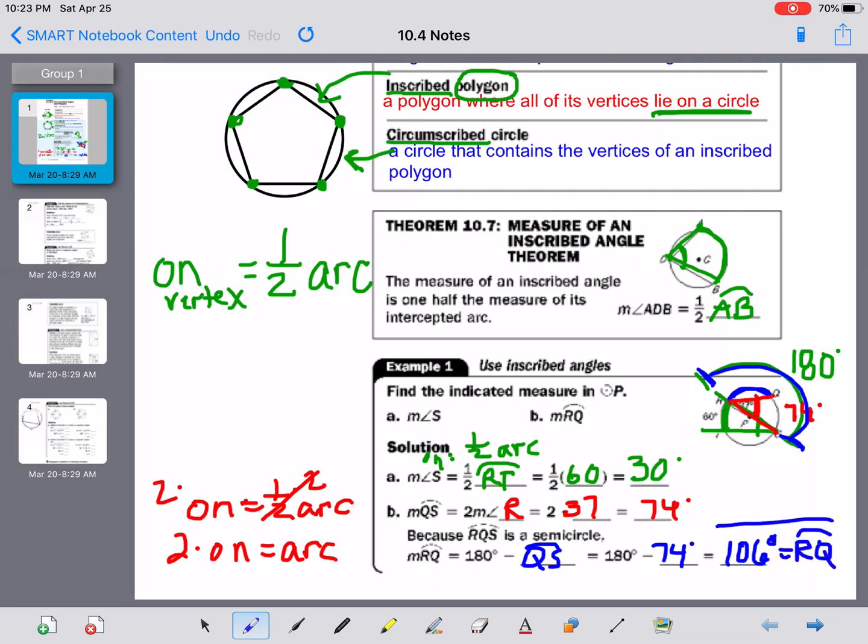Okay, so I needed to use that diameter. So remember that if you see that dot in that center, you know it's the center of the circle. Remember that you can find different arcs just by subtracting from your 180. All right, let's move on to page 2.